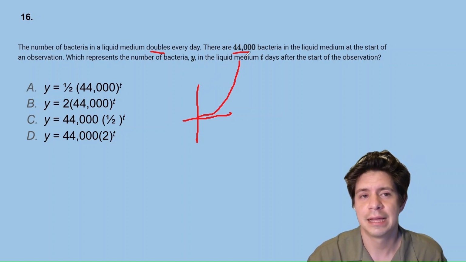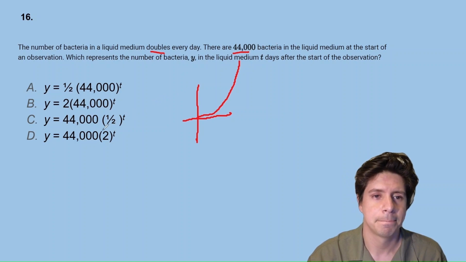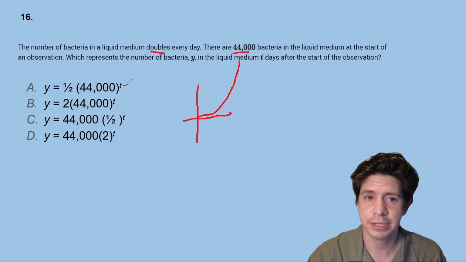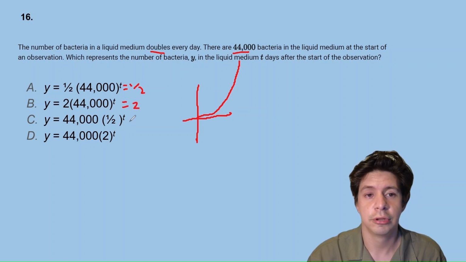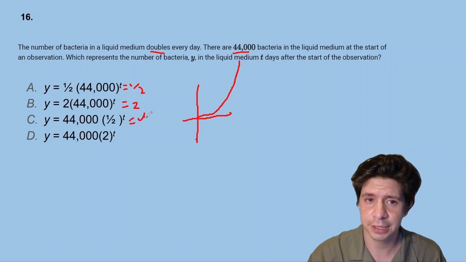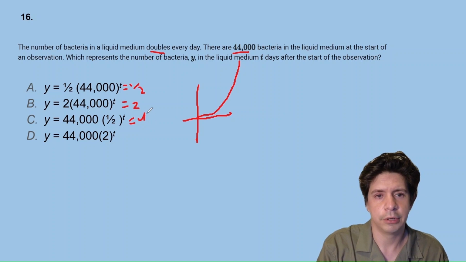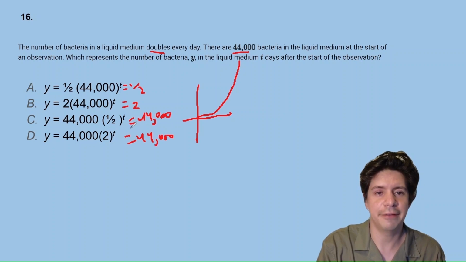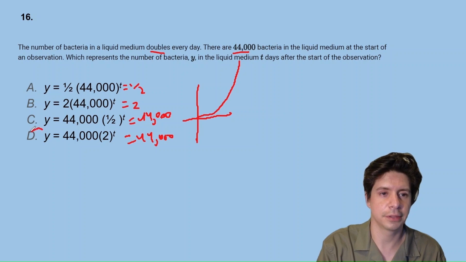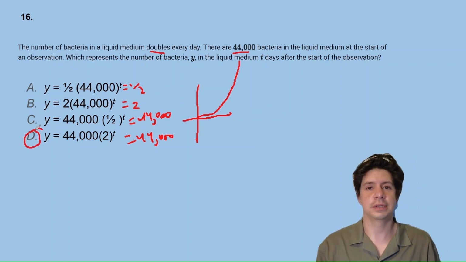So 44,000 bacteria, okay? Which of these is where you start when you put 0 in? When you plug in 0 for T here, you get 1/2. When you plug in 0 for T here, you get 2. When you plug in 0 here, you get 44,000. Okay, that's what we're looking for because that's the initial value, right? And when you plug in 0 for the last one, you get also 44,000. But the difference between them is this one's halving every time and this one is doubling. So I love it. The answer is D.